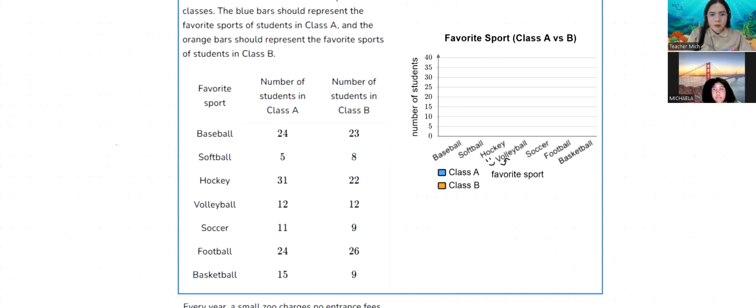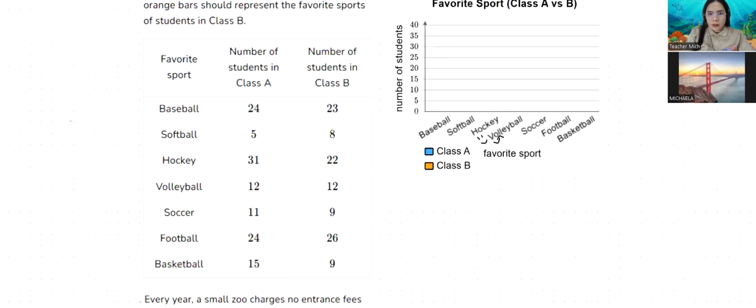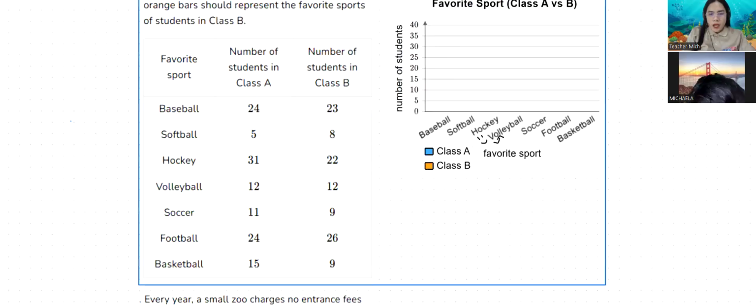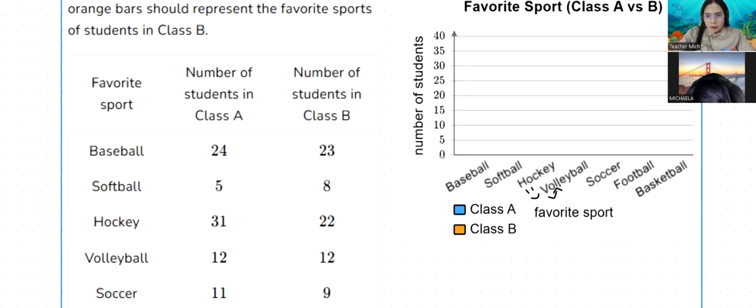So for the baseball, we have here 24, which means it is less than 25. So I'm going to zoom it in. So this is baseball. It should not be on the line of 25 since this is just 24. Okay. So this is the baseball.